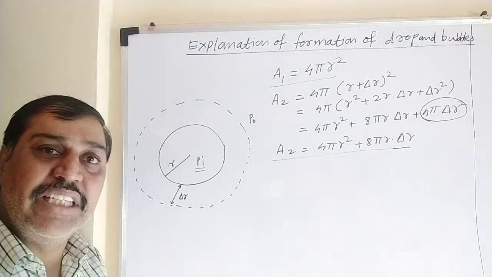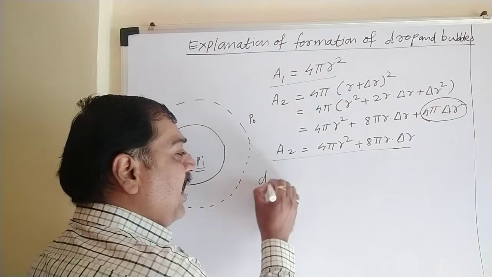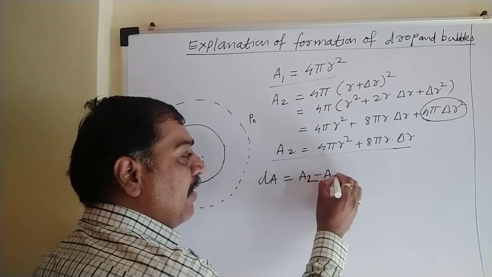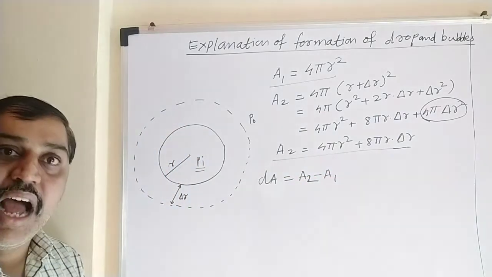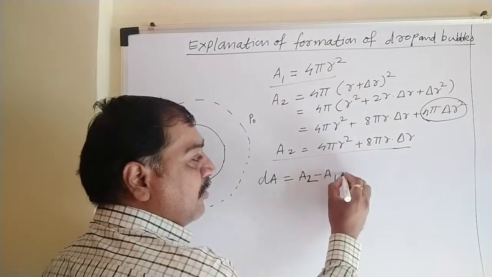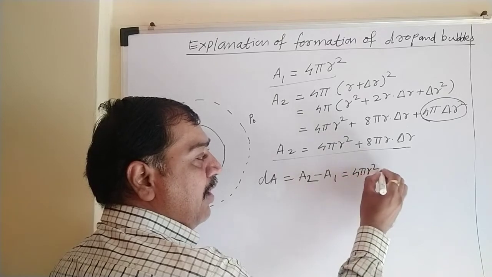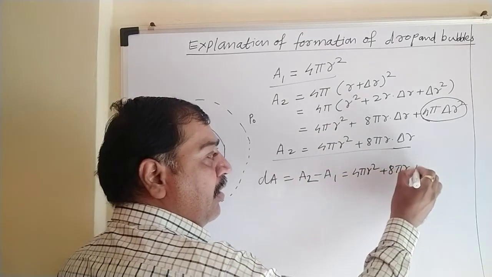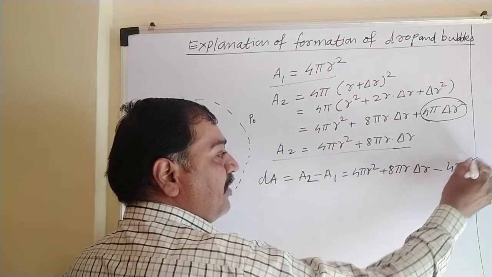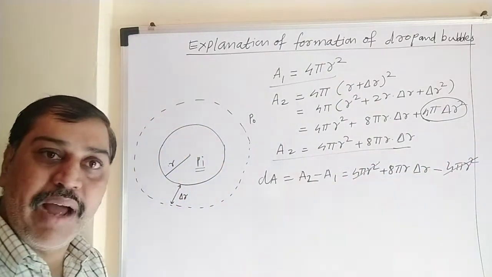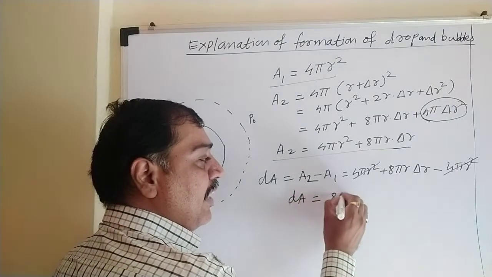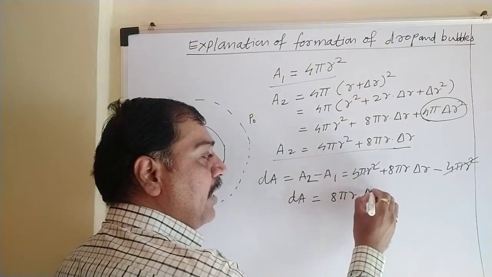So find out the change in area. Change in area dA equals A2 minus A1. Change in area is higher minus lower, so A2 minus A1. Put the value of A2: 4 pi r square plus 8 pi r delta r minus 4 pi r square. The 4 pi r square terms cancel out. What is the change in area then? Change in area is 8 pi r into delta r.